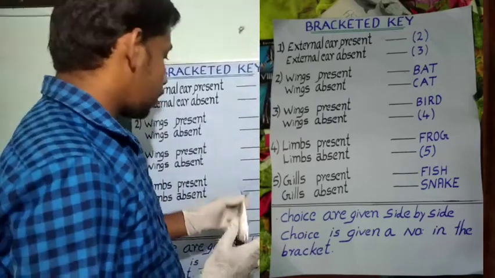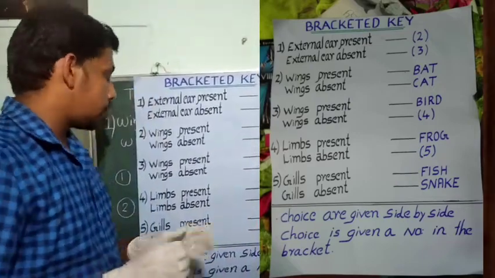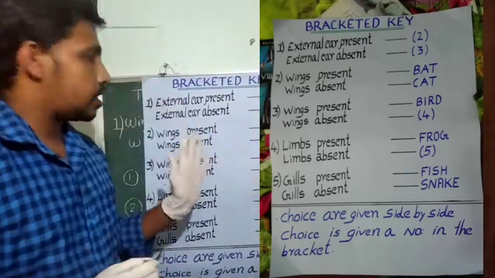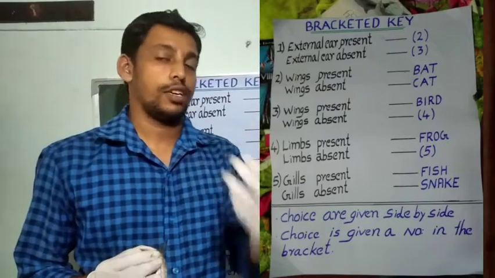So in this way we can easily identify. I have given here a very simple example for indented as well as for bracketed keys.